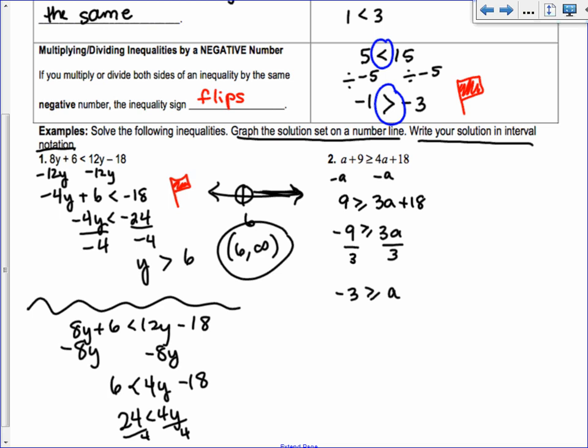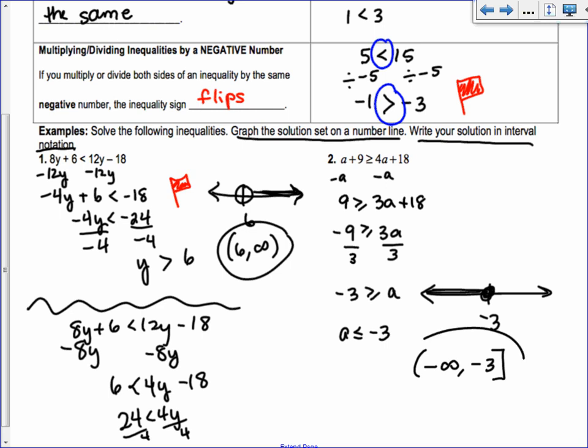All right, so how that's read, if you want to put the a first, it's really a is less than or equal to negative 3. It doesn't matter if you rewrite it. It just kind of helps when you put it on the number line to know your arrow is going to go to the left. So if you have negative 3, you're going to have it filled in, and you're going to go to the left, right? All right, so let's see. So that's going to be negative infinity to negative 3, and then a bracket. So that should be your final answer.